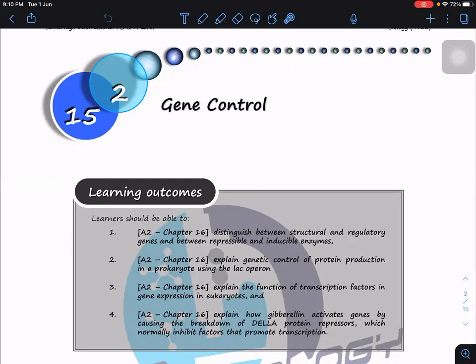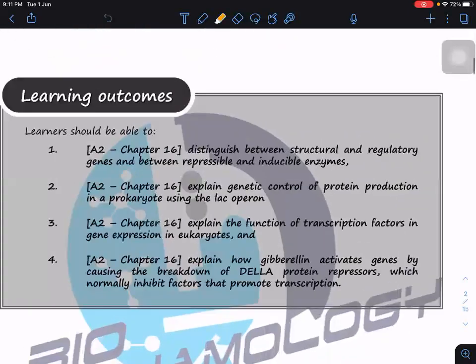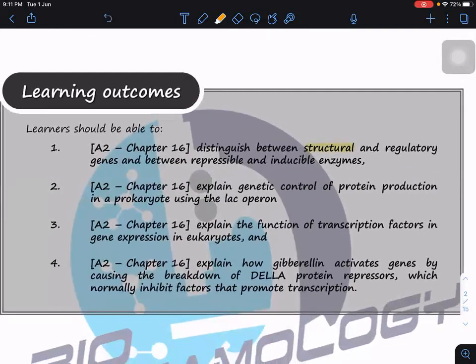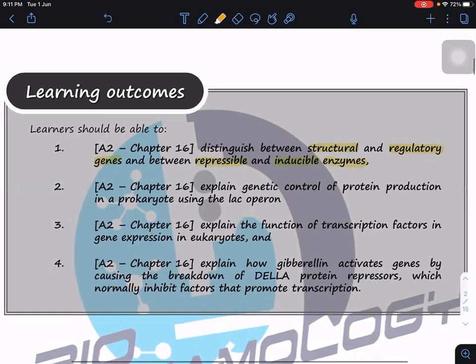So now for the gene control, we're going to look at this. We're going to distinguish between structural genes and regulatory genes, and between the repressible and inducible enzyme. Now, this is quite a new topic for you guys. A lot of terms that you may not have heard before. Doesn't matter. Later, I will show you one by one. Then explain the genetic control of the protein production in prokaryotic cell using operons called Lac Operons.